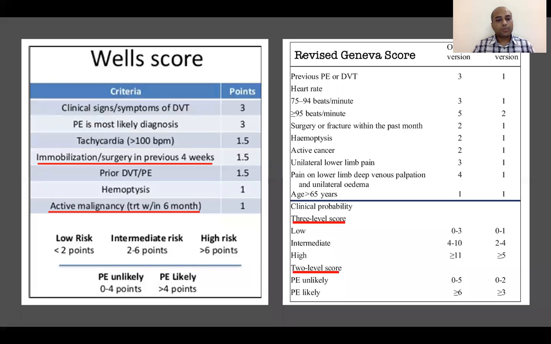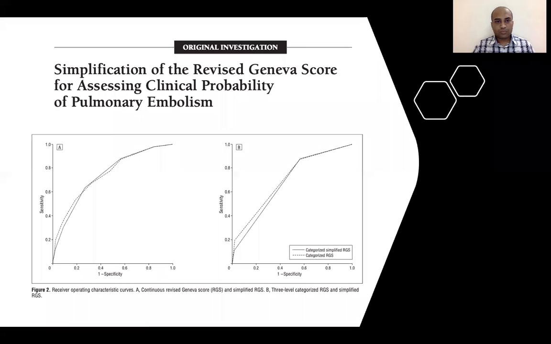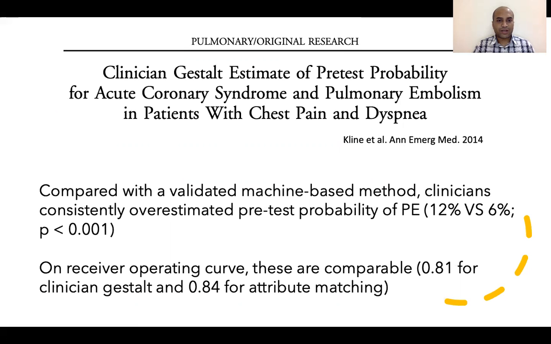So our subgroup of patients eventually comes into the intermediate group. And when we compare the revised Geneva score along with the Wells score, they have a similar sensitivity in the diagnosis or assessment of pulmonary embolism. So you can use both of the tests in your clinical practice.